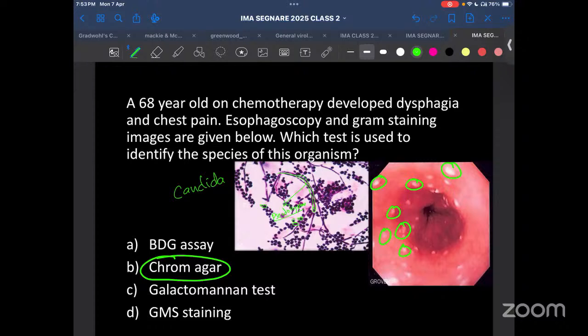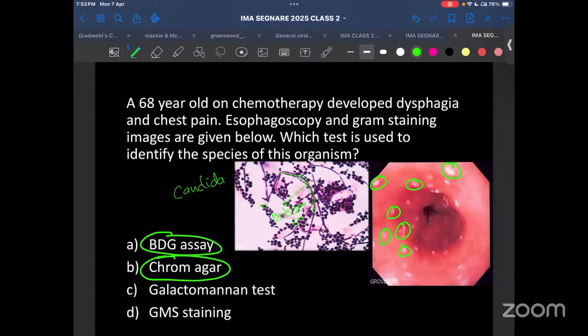Now the BDG assay. What is this BDG assay? It is the beta D glucan assay. Beta D glucan assay is a rapid diagnostic test for fungus. If the BDG assay is positive, then we know that there is a fungal infection going on. We only know that it is a fungal infection; we don't even know which fungus. So that is the beta D glucan assay, a rapid diagnostic test for fungus.